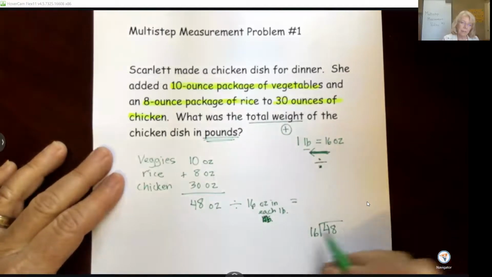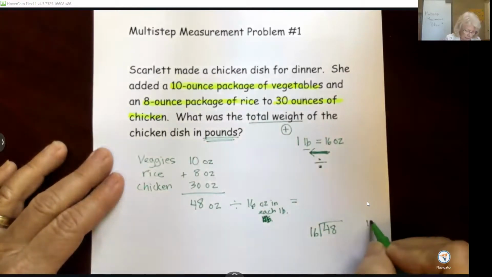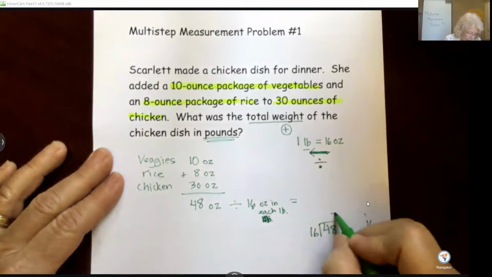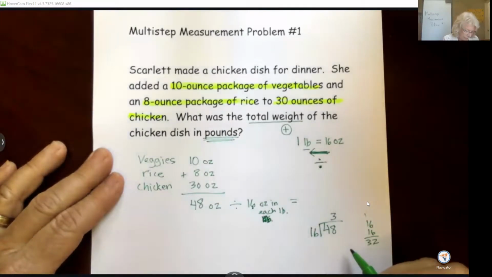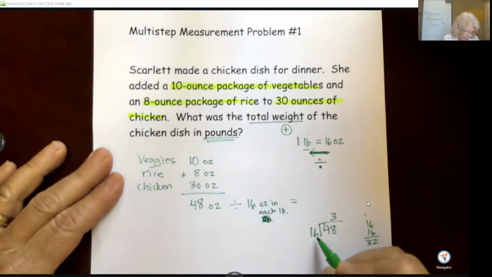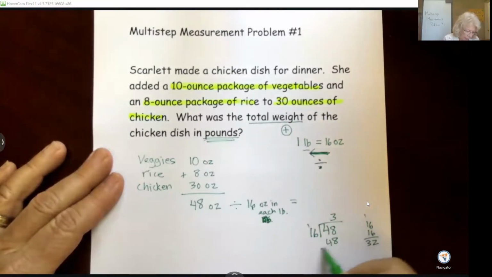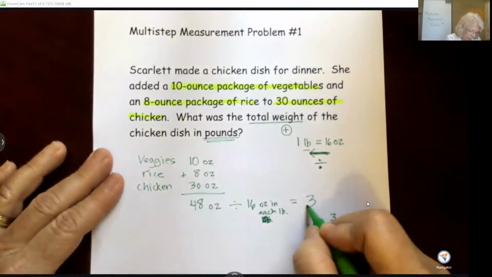Let's see what happens if I just take 2 16s. Add those together, that's only 32, so that's not enough. Let's try 3. I have 3 times 6 is 18. 3 times 1 is 3, plus 1 is 4, so 48. It ended up perfectly. So my answer is 3.